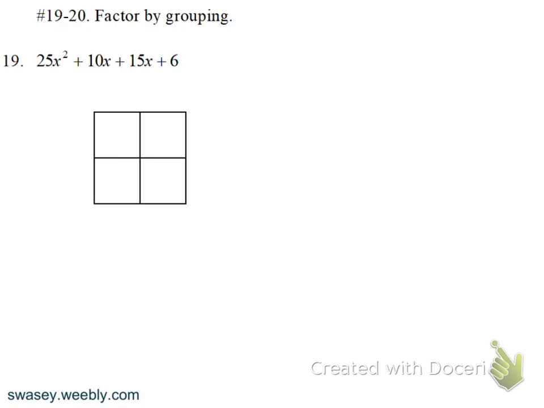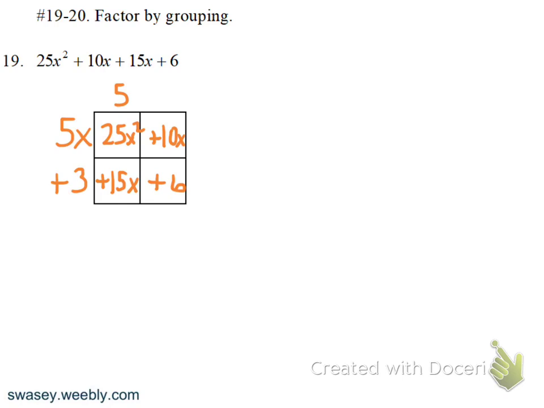Here we're factoring by grouping. We already have 4 terms, so fill in your box and then find the greatest common factor of the top row. Greatest common factor of the top row is 5x. Greatest common factor of the bottom row is 3. And then divide each of them by 5x.